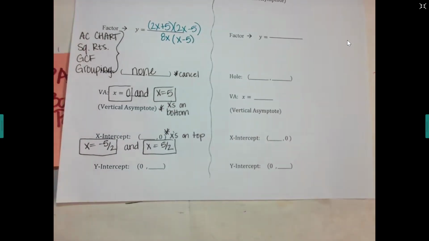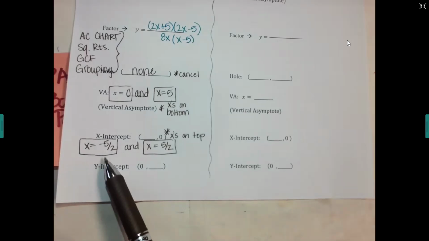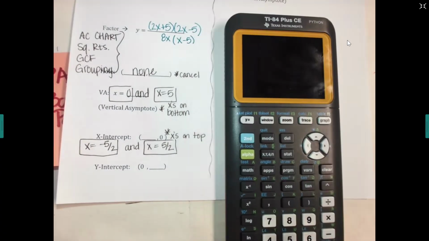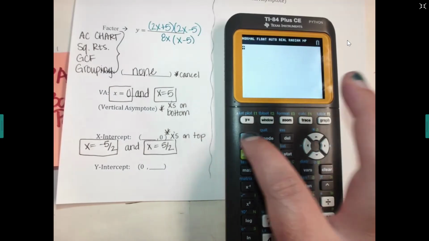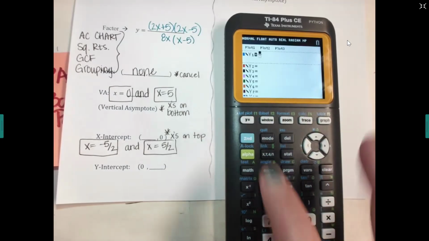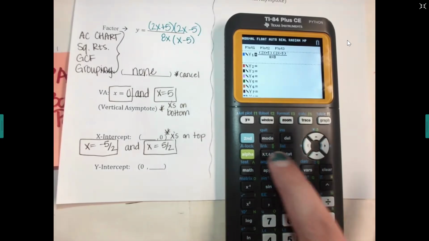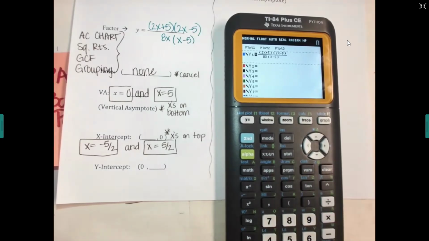Now, if you needed to write those as ordered pairs, remember the y is going to be a 0. So it'd be this comma 0 and that comma 0. Okay, the last thing we're looking for is the y-intercept. That would be the 0 partner, and you would just put it in your calculator. Now, if nothing crossed out here, then when I type it in, I want to use everything. I'm not going to leave any parts out. So 2x + 5 and 2x - 5 over an 8x and an x - 5.